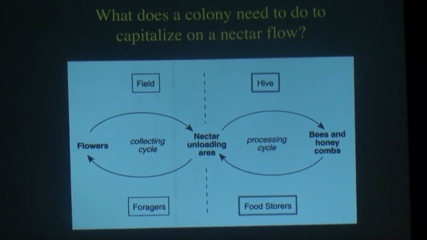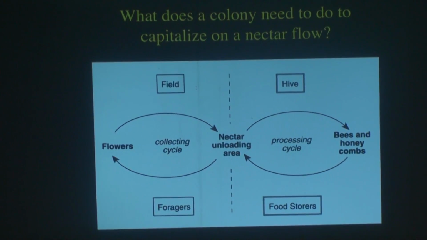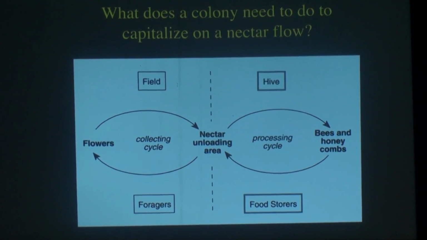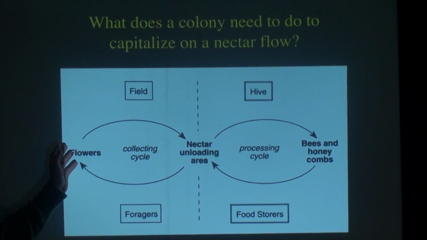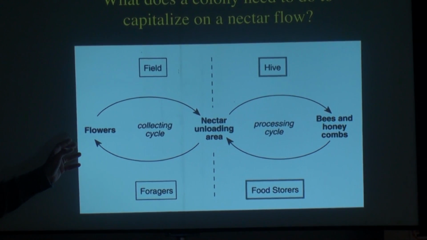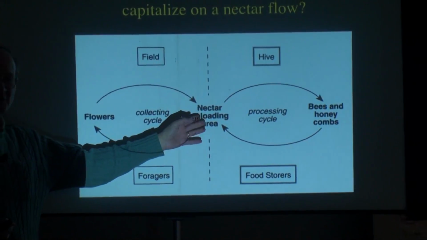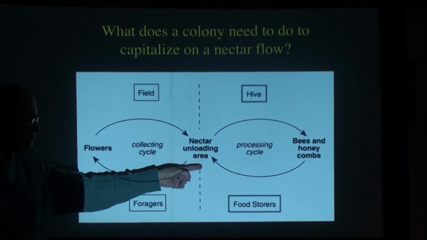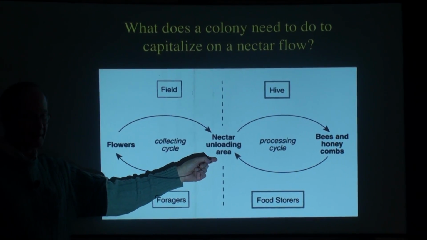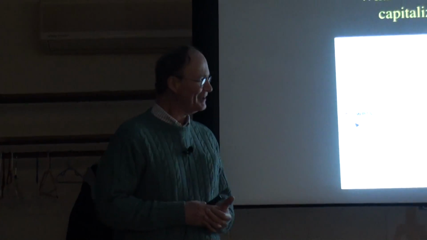I like to draw the analogy here between the situation of going into a grocery store when suddenly there's a flood, a nectar flow of customers to that grocery store. What happens? You come to the checkout line, and if they haven't turned up the number of checkout people, there's going to be a backlog. And do you feel like it's an efficient use of your time to be standing in the checkout line? No. And the bees don't either.